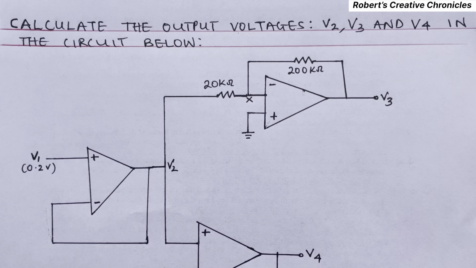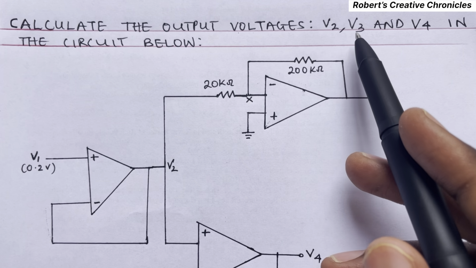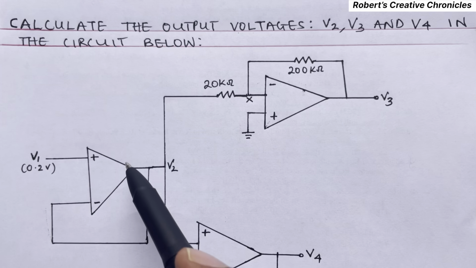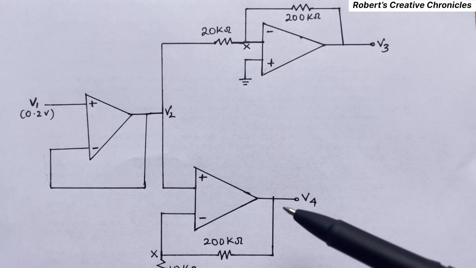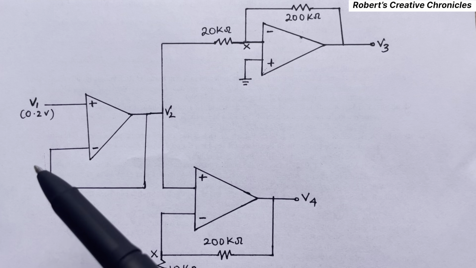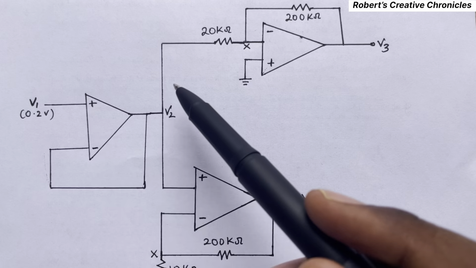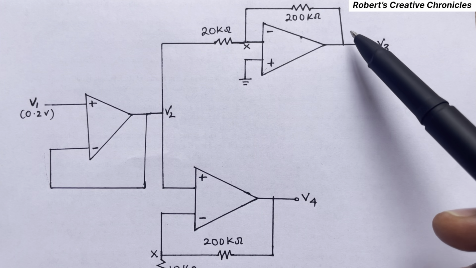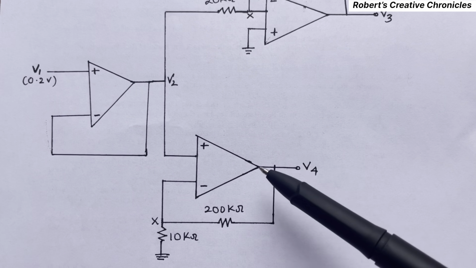So today, we'll be solving this question, which states: calculate the output voltages V2, V3 and V4 in the circuit below. So here is the circuit. You can see there's a combination of operational amplifiers. This operational amplifier is a voltage follower. This one is an inverting amplifier, and this one is a non-inverting amplifier. Each of these has its own formula for finding the output.